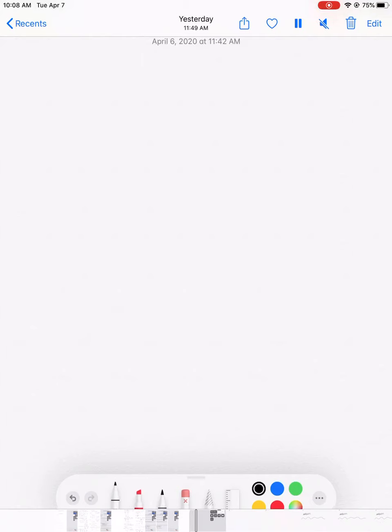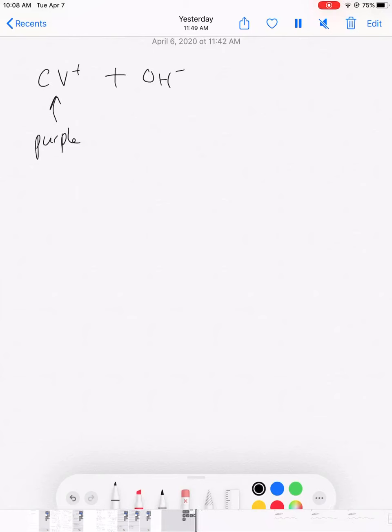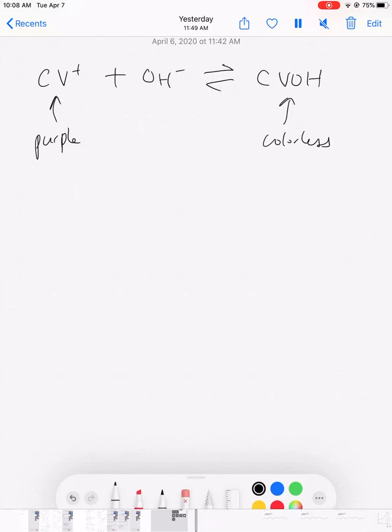But anyway, what you're doing in this lab is combining crystal violet, which is purple in color, with the hydroxide ion. That's going to come together to form CVOH, which is a colorless compound.